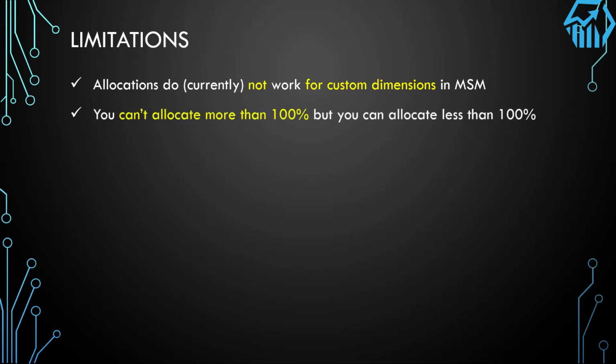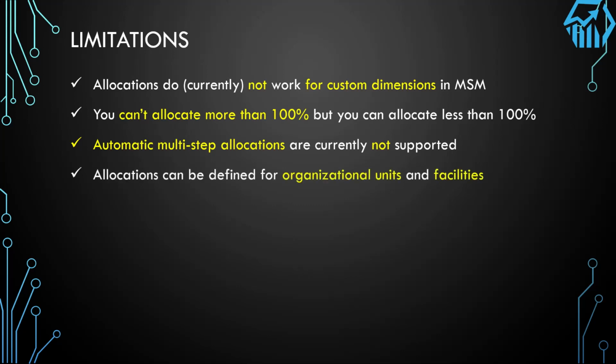Then the second thing is you cannot allocate more than 100%, but less. That's what I tested. And of course, the multi-step allocations that I also mentioned, you can realize them with a kind of workaround by defining multiple allocations. But it's not like one go, like what you might be used to from a cost accounting system. It works, but with a little bit of additional setup. Then what I said is the allocations can be defined for organizational units and facilities. That's what we have.